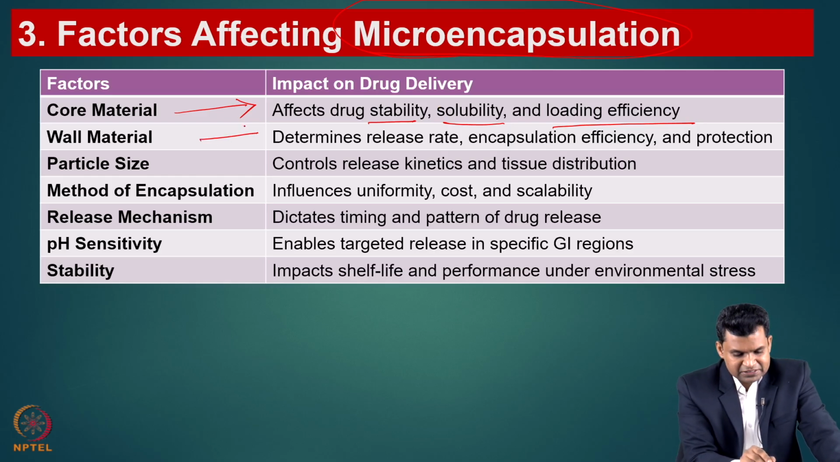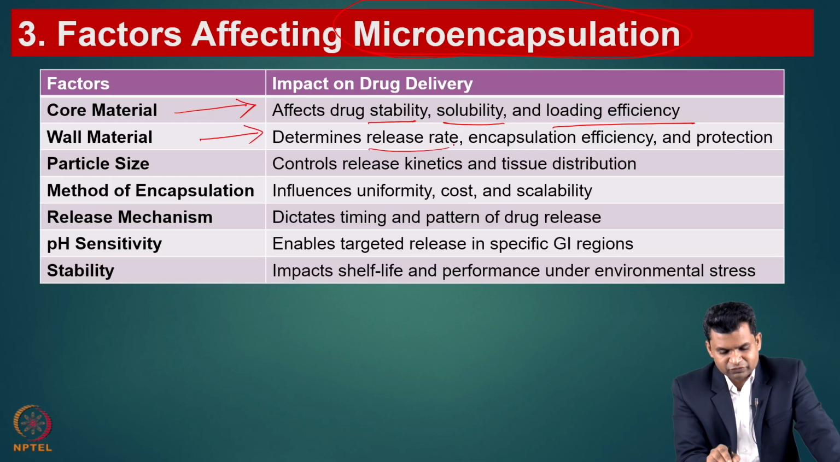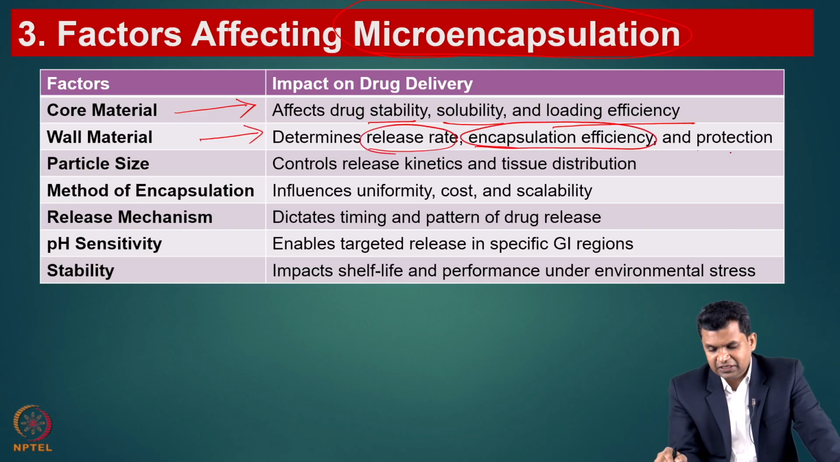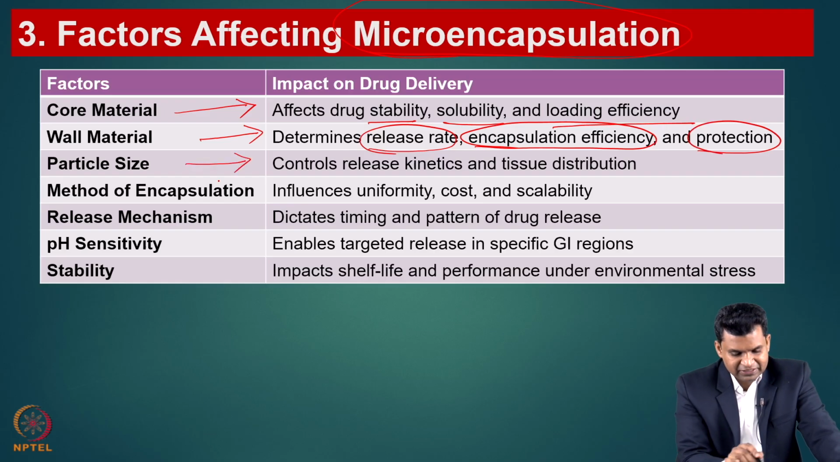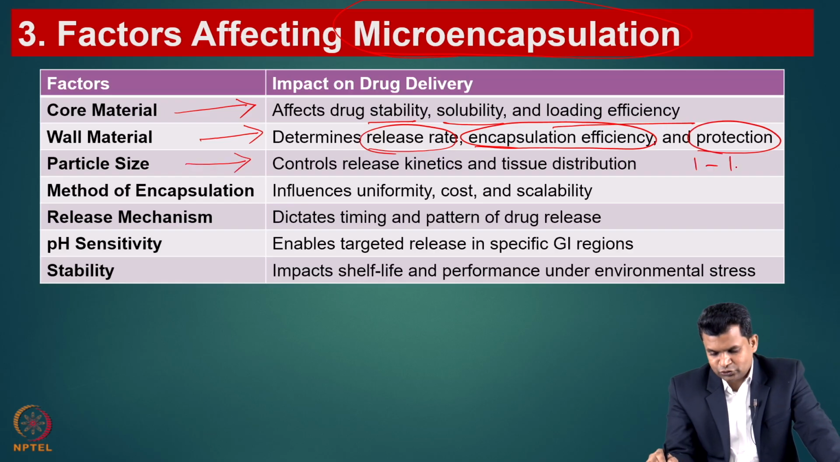Wall materials are also very important. They will affect your release, encapsulation efficiency and also protection. The concentration and type of wall material will affect the outcome of the final dosage form. Particle size will also affect it, as we discussed, the size should be 1 to 1000 micrometer.